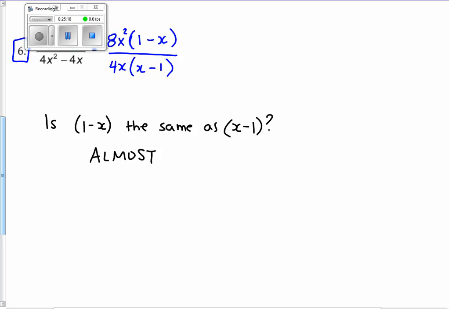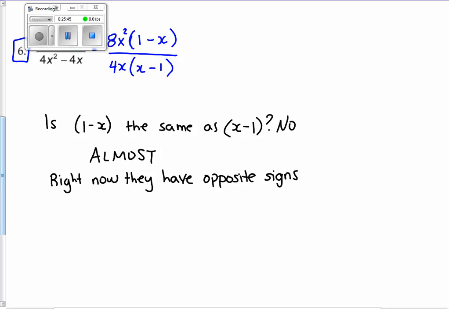Right now, no. Okay, they're not the same. But is there a way to kind of make them the same? The problem here is that they're opposite signs, right? Right now, they're opposite signs. Maybe. Okay, I'm trying to explain it. So right now they have opposite signs.